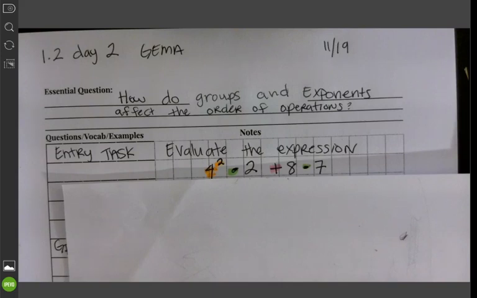The essential question: how do groups and exponents affect the order of operations? As always, you should copy the notes down first and then come watch the lesson video.